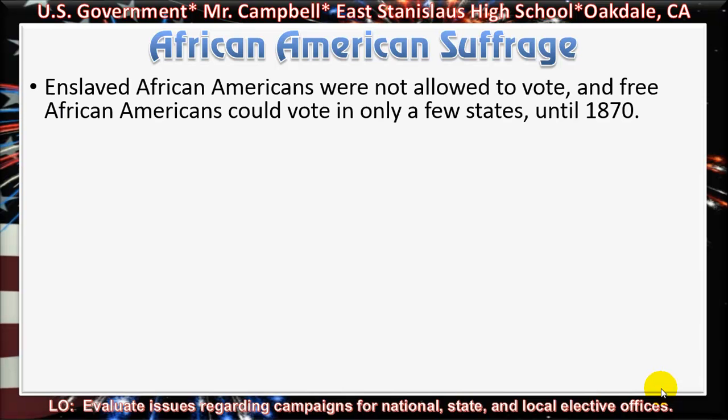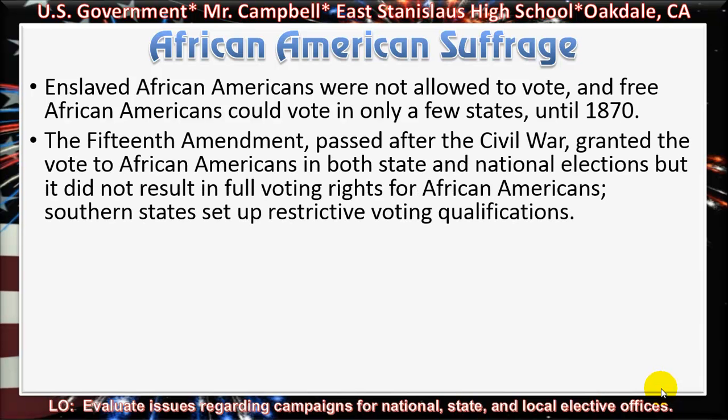African American suffrage. Enslaved African Americans were not allowed to vote, and free African Americans could vote only in a few states until 1870. The 15th Amendment, passed after the Civil War, granted the vote to African Americans in both state and national elections, but it did not result in full voting rights for African Americans. Southern states set up restrictive voting qualifications.